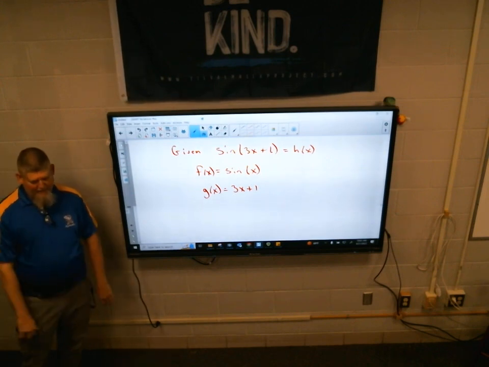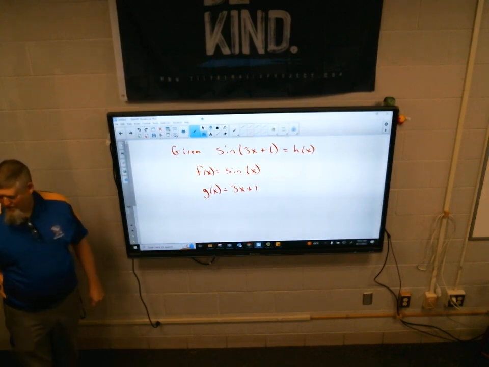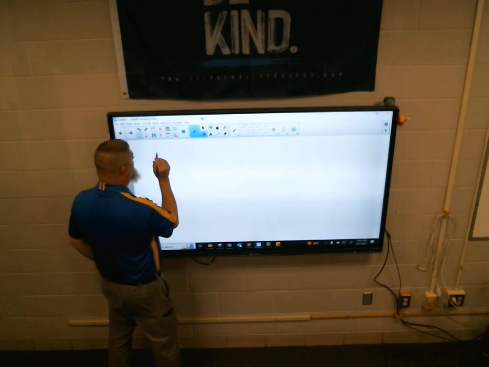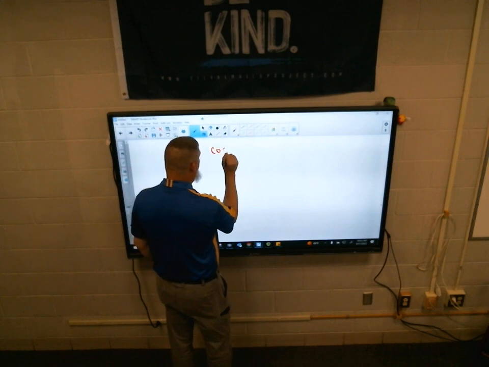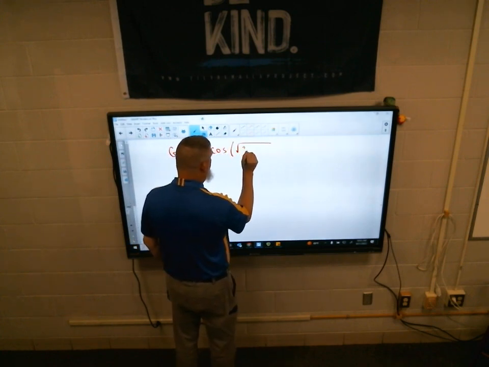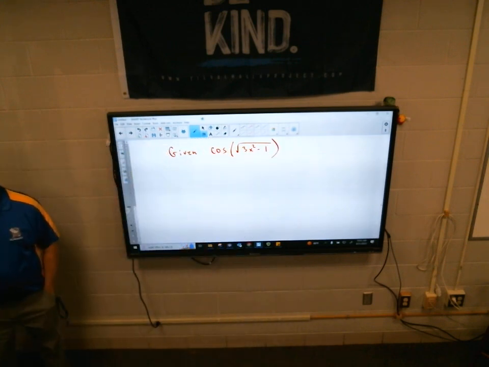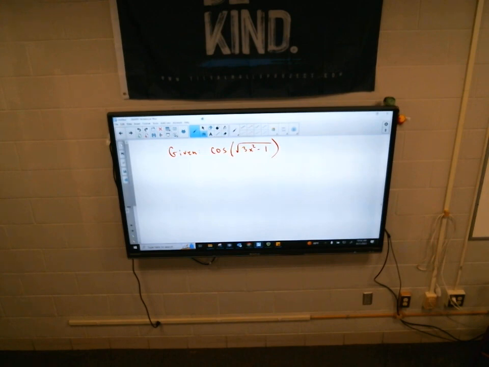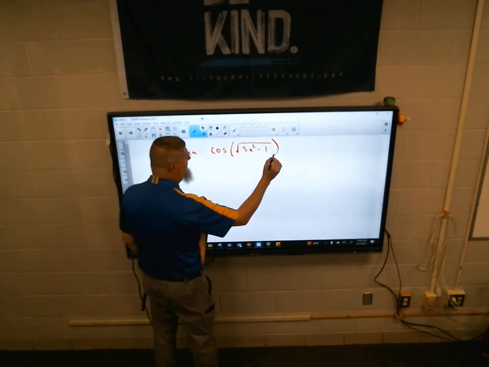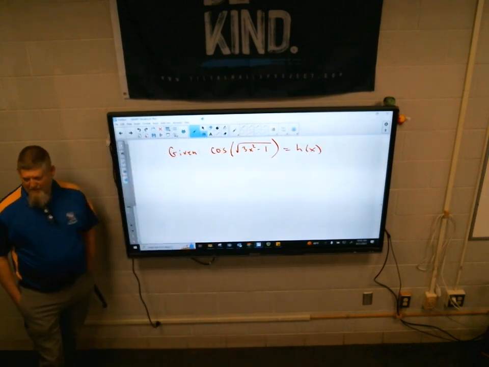All right, ready for a challenge? No? Yes? Okay, here we go. Here's a challenge with a given: cosine of the square root of 3x squared minus 1. There might be more than 2 functions. Break it down into its single functions.